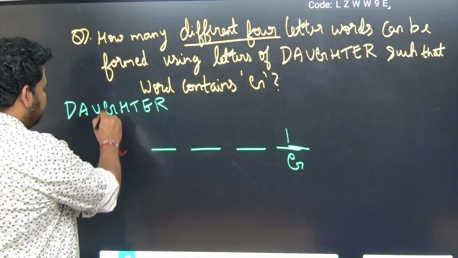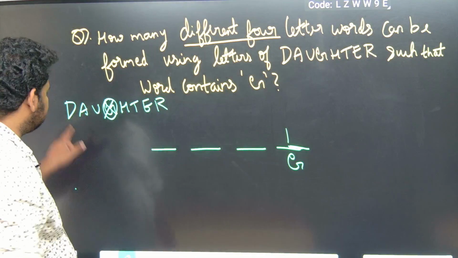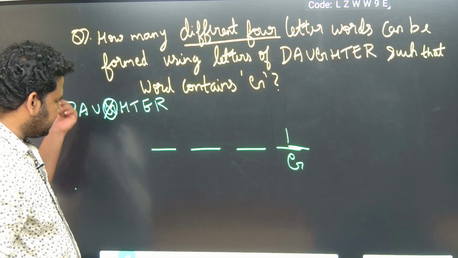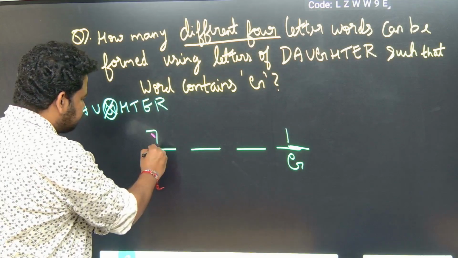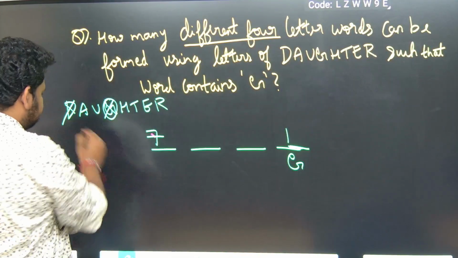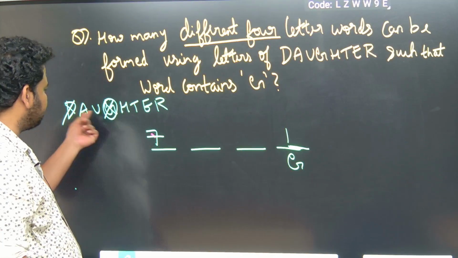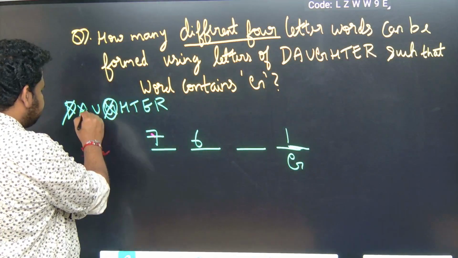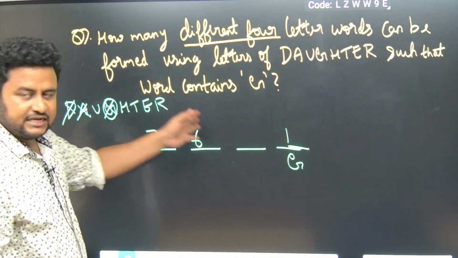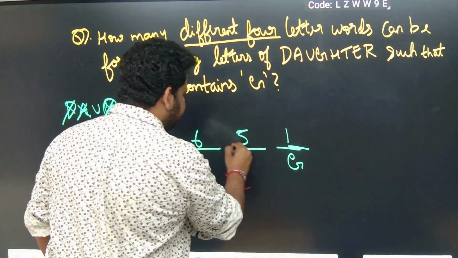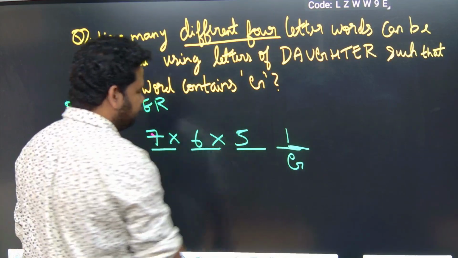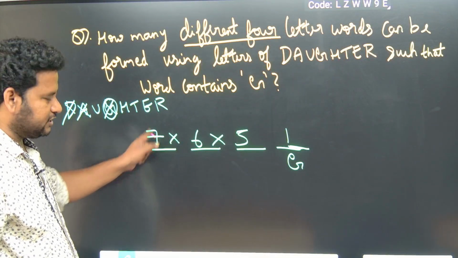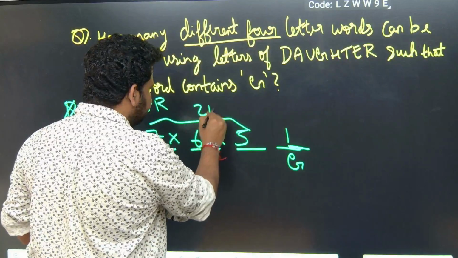Now, if G is left out, what are the letters that we have? 1, 2, 3, 4, 5, 6, 7. Any of the 7 letters can come here, so I write 7. Suppose D is placed here, remaining how many letters are there? 1, 2, 3, 4, 5, 6. Any of the 6 letters can come here, I will place 6. Suppose I have kept A, then 5 letters remain, and any of the 5 can come here, so I place 5. So I get 7 into 6 into 5. 5 6s are 30, 30 into 7 is 210. I will get 210.